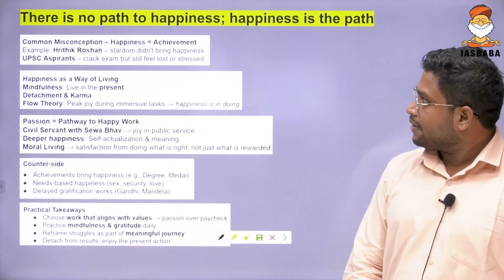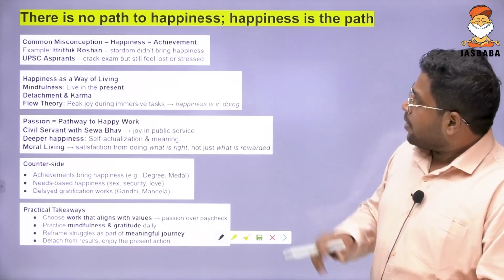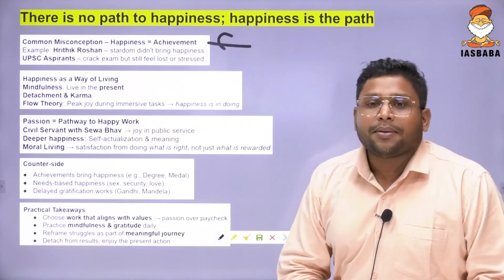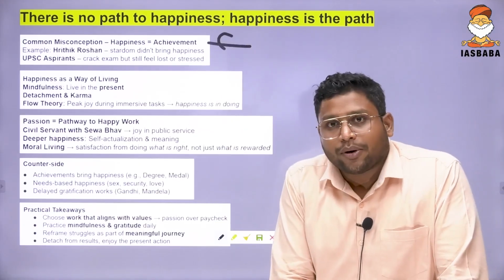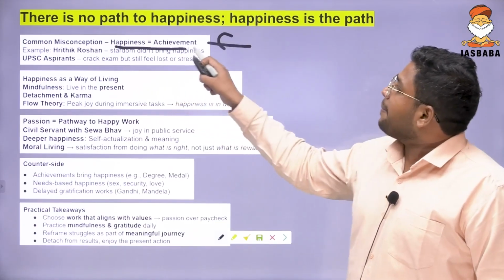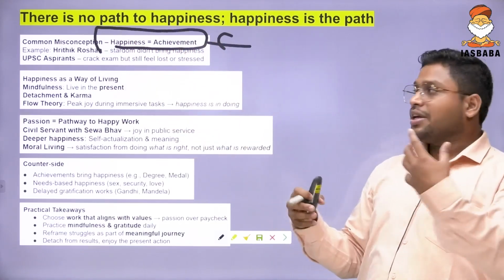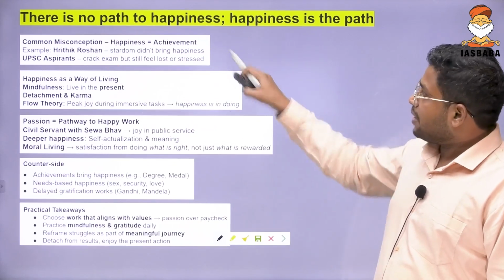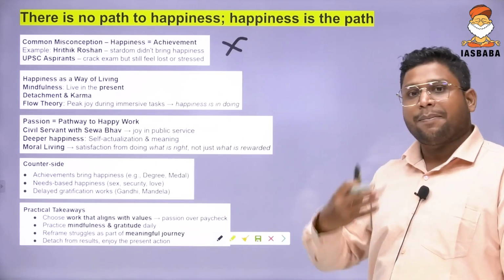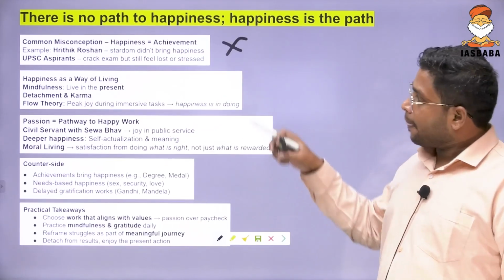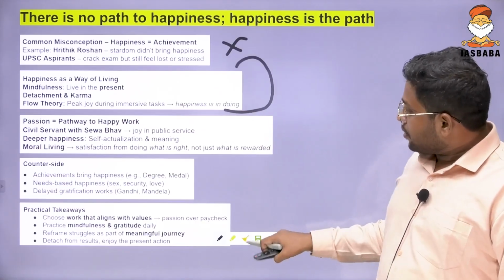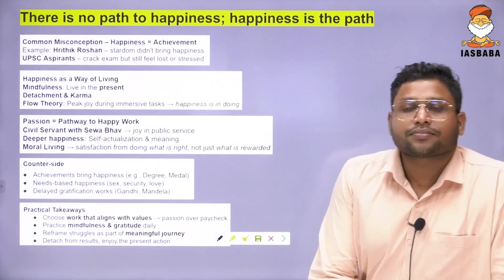Now for example, here we are talking about this essay. First of all, we start with the common misconception which the writer is talking about, that happiness is equal to achievement. You achieve something, you reach somewhere, that destination, there you get happiness. So we are calling it wrong. You come up with examples, arguments, etc. Okay. Now look at this dimension.